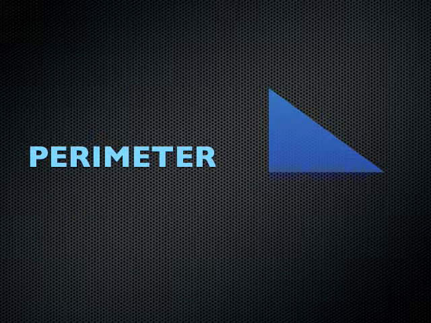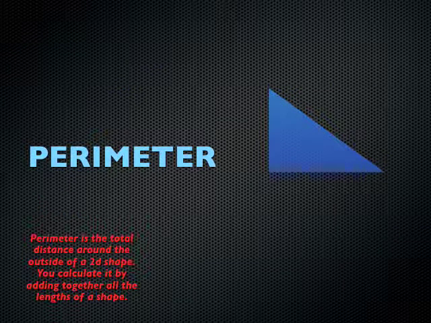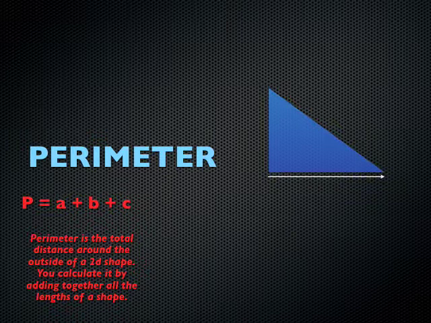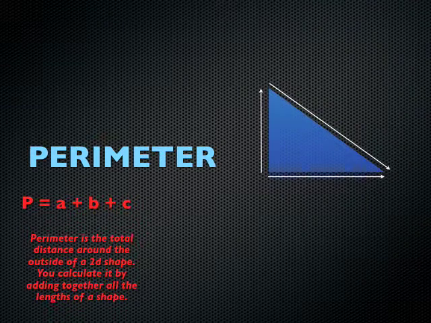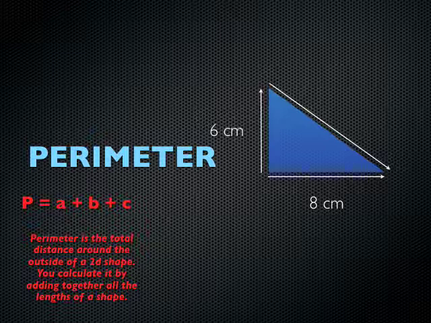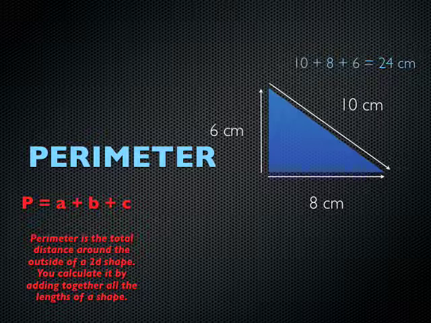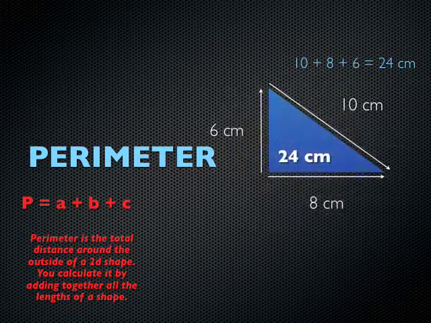Let's have a look at perimeter. Reminding ourselves that the perimeter is the total distance around the outside of a two-dimensional shape, and you calculate this by adding together all the lengths of a shape. That's P equals A plus B plus C. So let's have a look at all three sides. There's the first side, the second side, and the third side. First side is 8 centimeters, the second side is 6 centimeters, and the third side is 10 centimeters. You add them all together and you get the answer 24 centimeters.